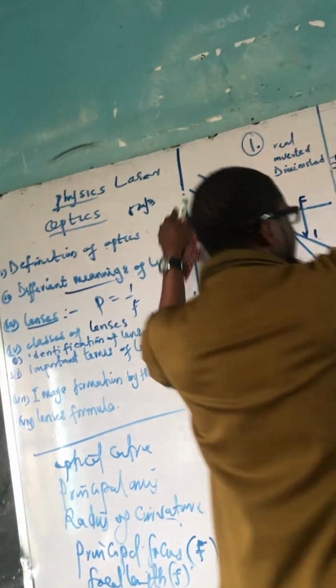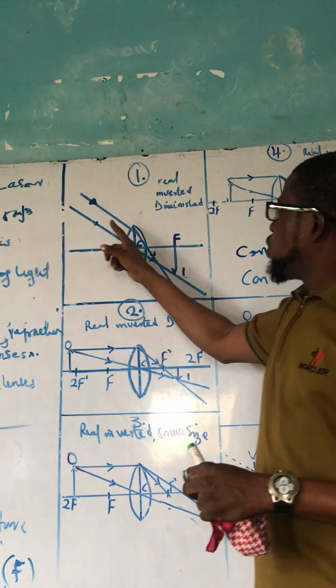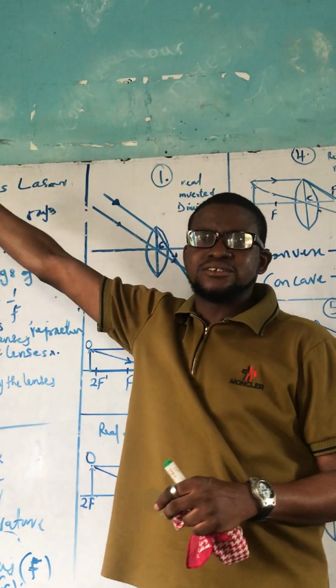So these are the analysis of it. The first one here says when the object is at infinity, we cannot see anything here. It shows that the object is very far.